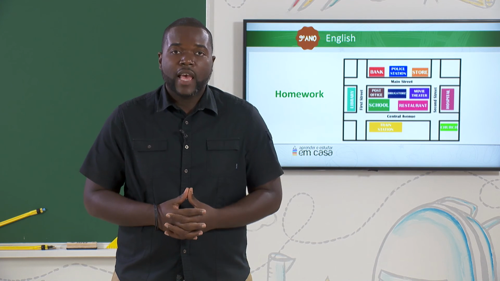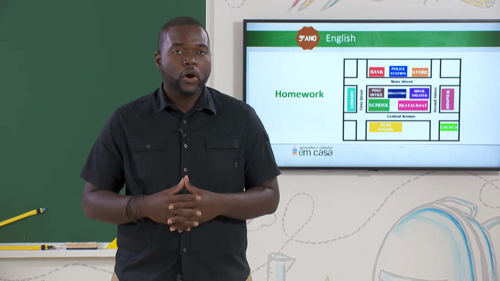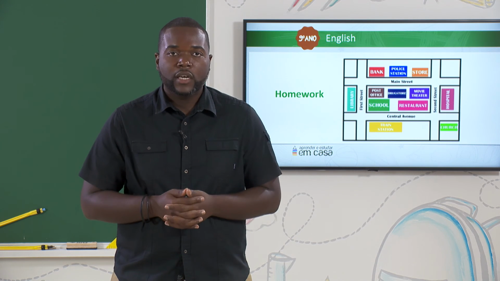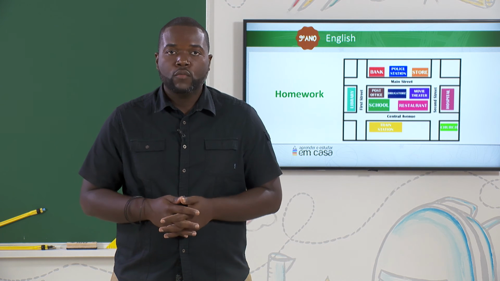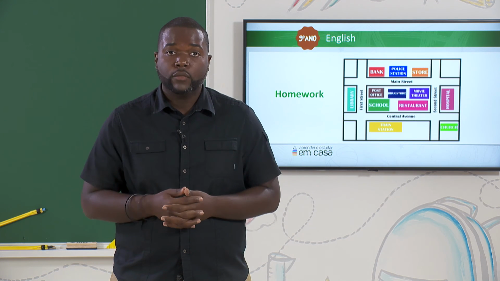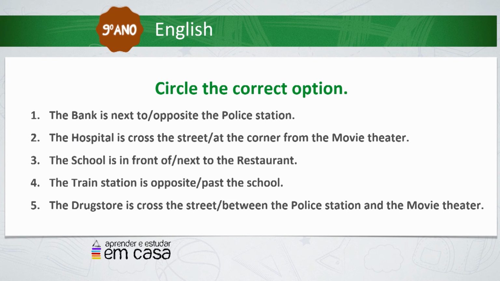All right, students, after the exercises of today's lesson, you know it. You have some homework from today's class to our next class. In this homework, you have, again, a town map with places around town located in it. Let's see what you need to do. In your homework, you need to look at the map and circle the correct option. Read the sentences and circle the correct option.